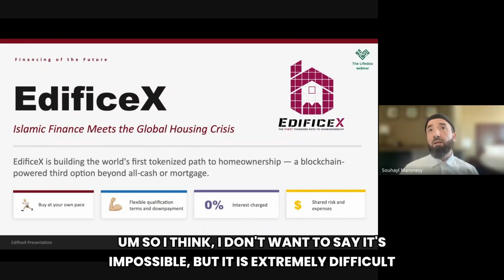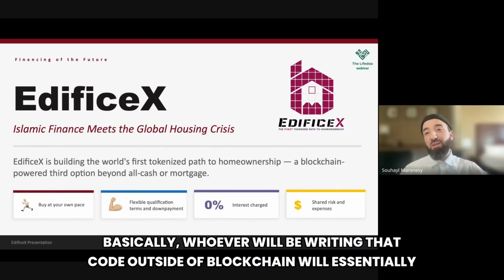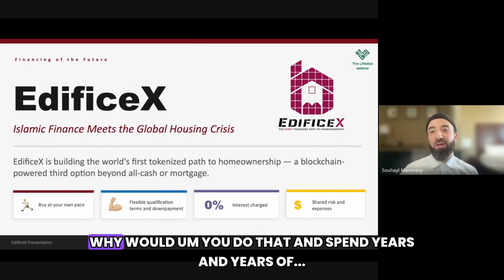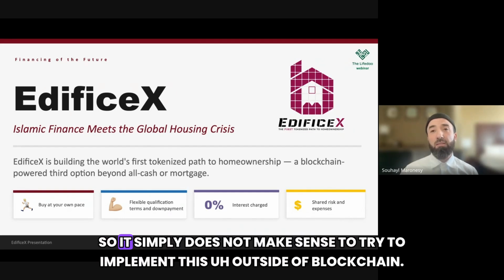So I think, I don't want to say it's impossible, but it is extremely difficult to accomplish something like this without a blockchain, right? Basically, whoever will be writing that code outside of blockchain will essentially be writing what the blockchain is offering. So why would you do that and spend years and years of building the wheel from scratch, right? So it simply does not make sense to try to implement this outside of blockchain.